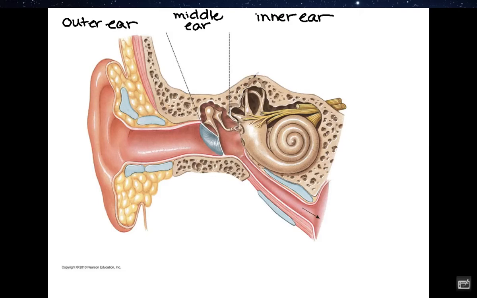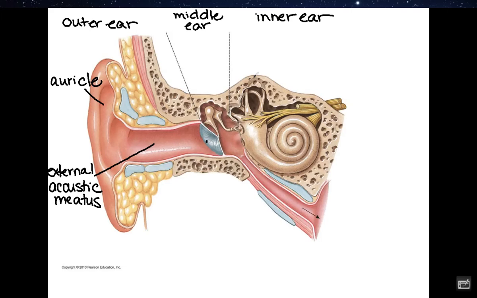Alright, so what we're going to do is look at the associated structures within these areas of the ear. We're going to start with the outer fleshy part of the ear, which is referred to as the auricle. Moving further inward, we have what we typically call the ear canal, and that actually has a name. It is called the external acoustic meatus. And that travels down in towards the middle ear.